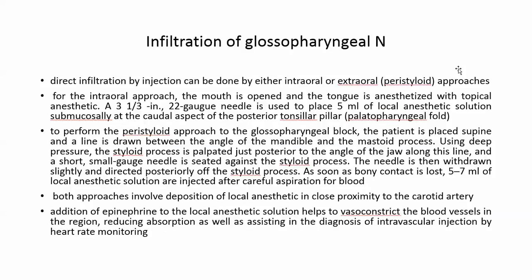The glossopharyngeal nerve can also be blocked by direct infiltration by injection, and this can be done by either intraoral or extraoral approaches. Both approaches involve deposition of a local anesthetic in close proximity to the carotid artery. Therefore, care should be taken to aspirate and look for a negative aspiration of blood.